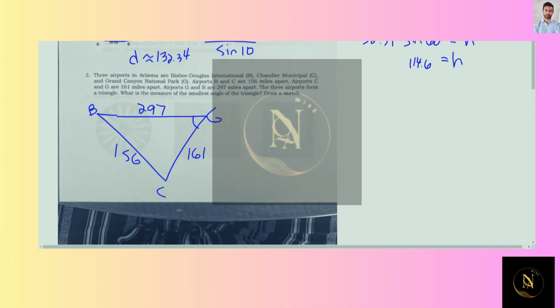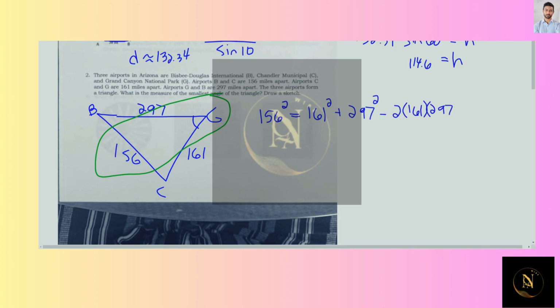Here you'd have to use the law of cosines, and you have formulas for it that you can look up. But it says if we're going to use this angle opposite side pair, the side 156 squared would be equal to the sum of the squares of the other two sides, so 161 squared plus 297 squared, minus 2 times the other two sides, all multiplied by the cosine of that angle that we want to find, G.